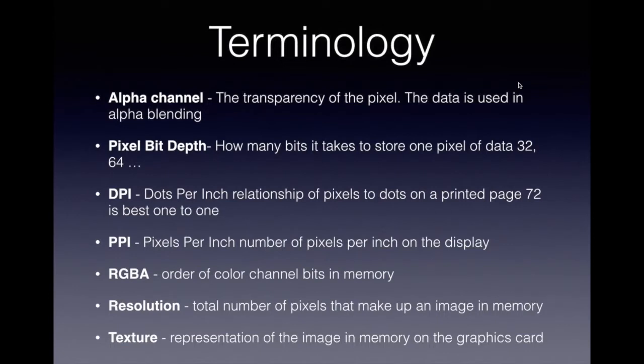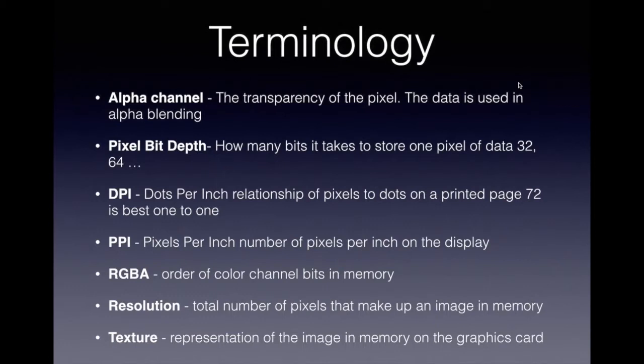So one of the big ones you hear a lot of people talk about is alpha channel. And all it is, is how transparent the pixel is. This is very important in blending, and how the engine or the web browser blends two different images together. Pixel bit depth is how many bytes it takes to store one pixel of data.